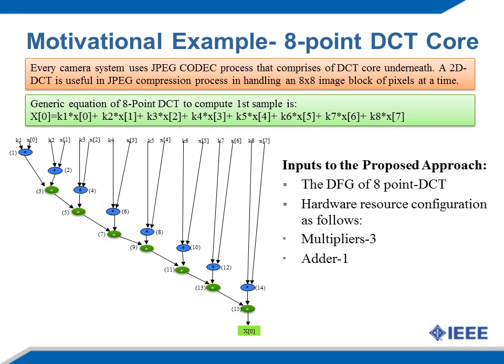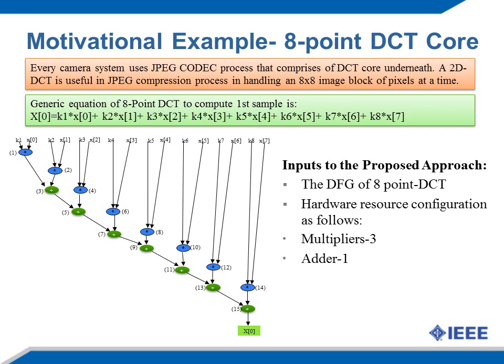So this 2D DCT is useful in the JPEG compression process when handling an 8x8 image block of pixels at a time. The generic equation of an 8-point DCT that computes the first sample is shown here, where the values K1 to K8 are nothing but the DCT coefficients that are available from the DCT matrix, and X0, X1 to Xn are the values of the pixels in that 8x8 image block.